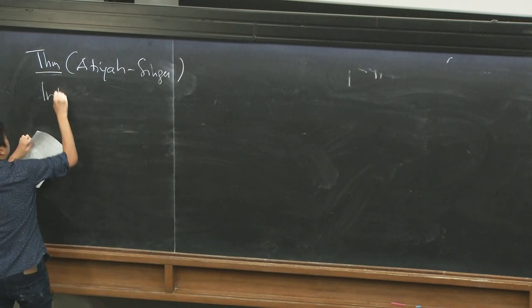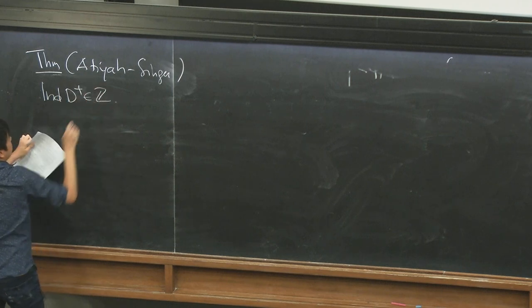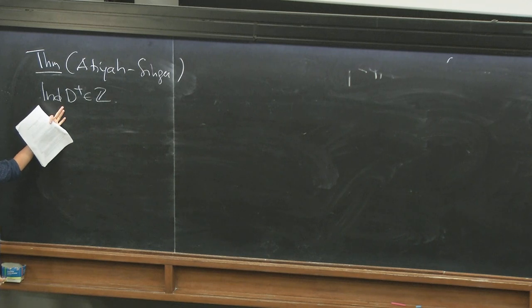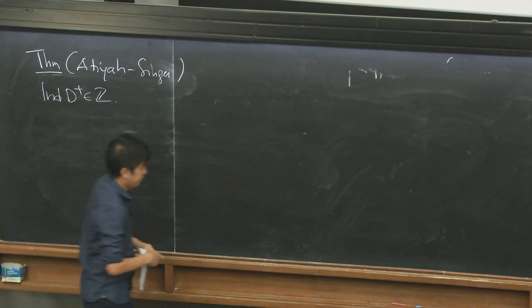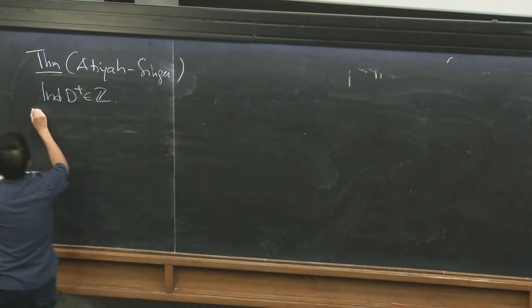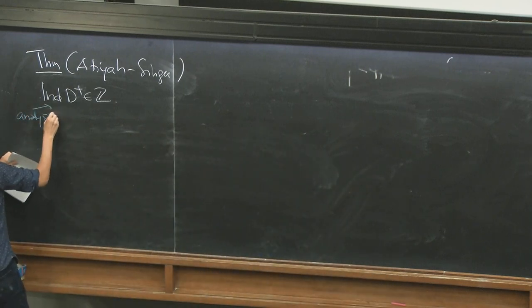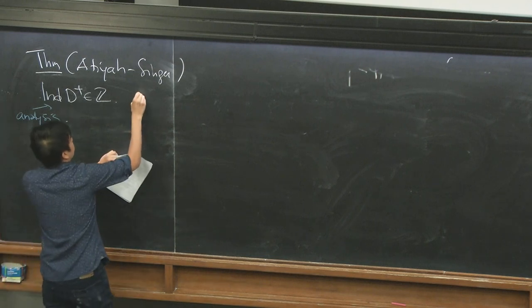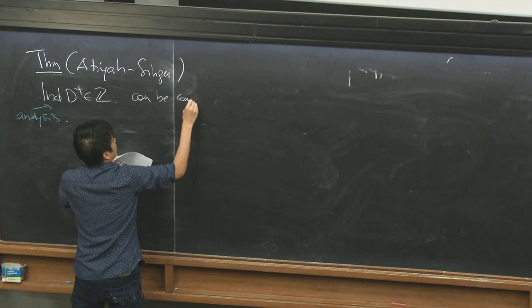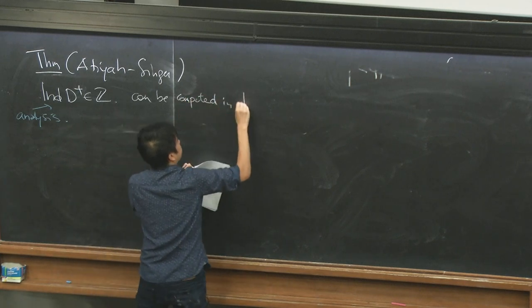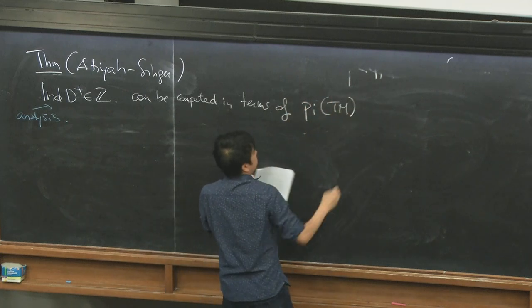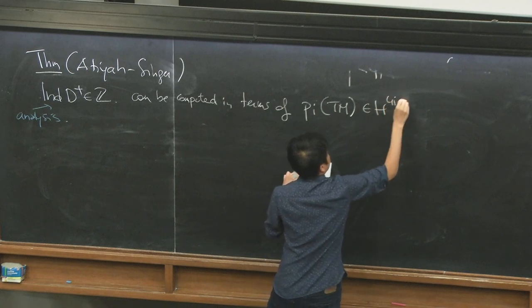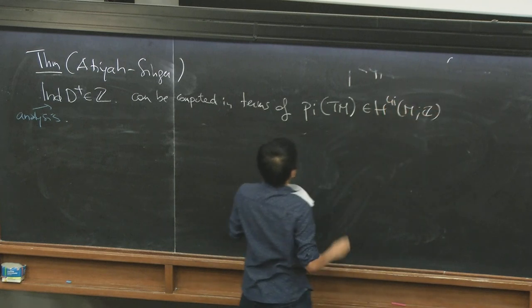of D plus, which is an integer, is an analytic quantity because, in principle, to compute it you need to solve the Dirac equation, find the space of solutions, and compute dimensions. So this is analysis. It can be computed in terms of the Pontryagin numbers. These are Pontryagin classes.